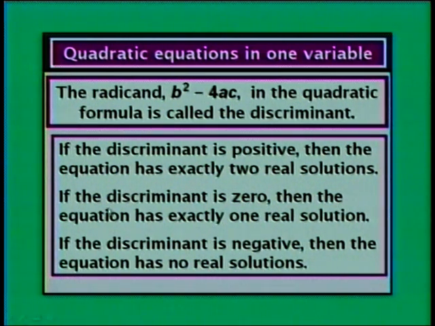On the other hand, if the discriminant is 0, then the equation will have exactly one real number solution, because the square root of 0 is 0, and it doesn't matter whether you add or subtract 0, the final result is the same in both cases. Finally, if the discriminant is negative, then the equation has no real number solutions, because there are no real number square roots of negative numbers.